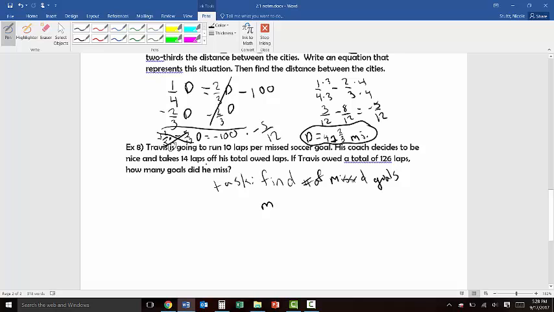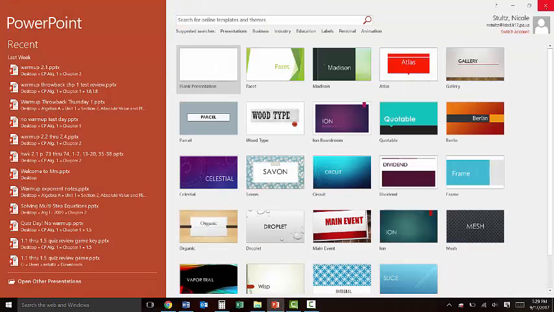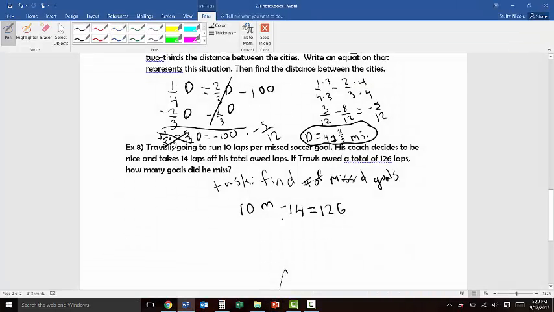Okay, so I know that he is running 10 laps per missed goal. And we need to be careful. I see the word is, but you have to think, if I replace it with equals, it would say Travis equals going to run. That doesn't make sense. So we have to make sure is in the right context to be used as an equals. So we're going to write 10m, 10 times number of missed goals. And then we're going to take 14 off. So we're going to subtract 14 from that. And his new total is 126.